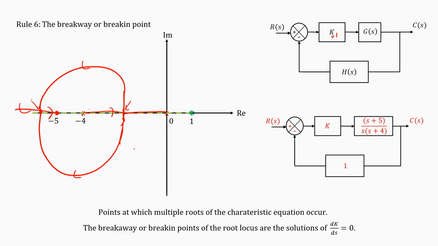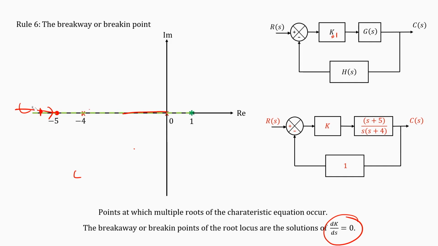Of course, this is the first problem that you are seeing, so the intuition might not be there yet, but soon you will see that this intuition will be developed if you practice more and more problems. Now, the question is, how do I find out these points? In order to find out these points, you have to solve this equation dK/ds equal to 0.